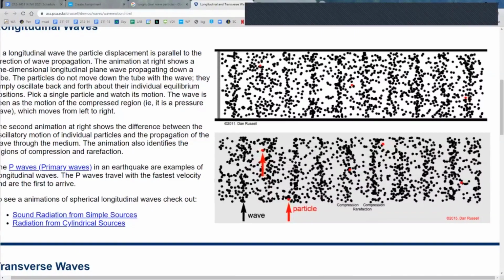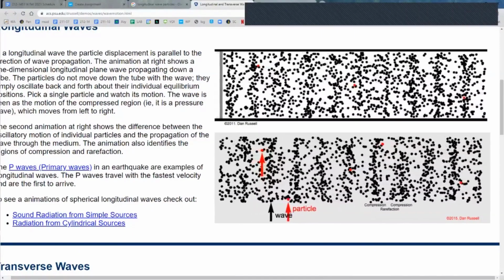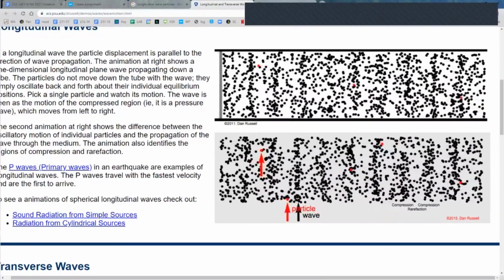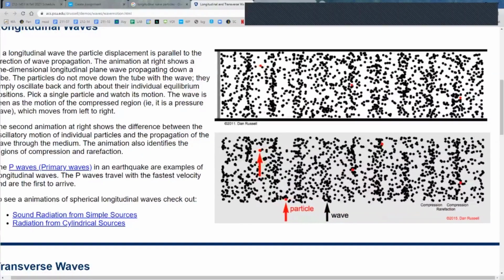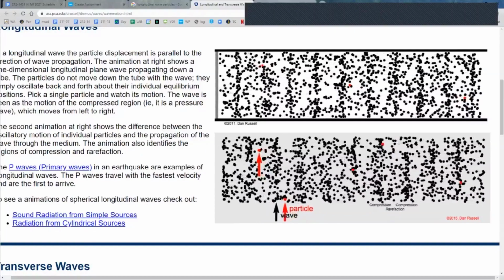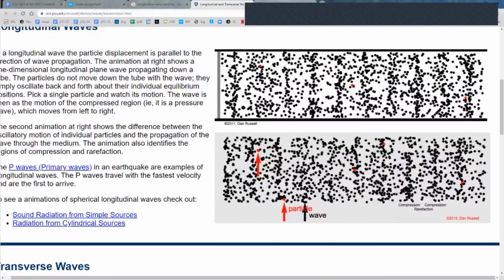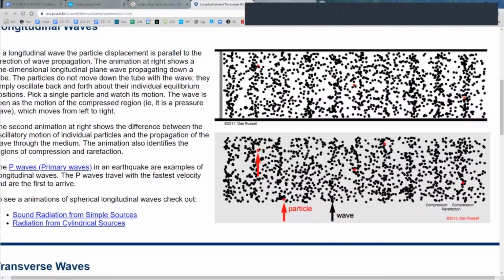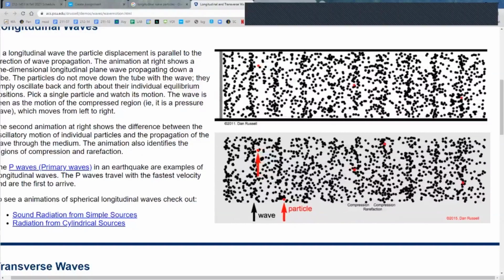So let's examine what happens to the air molecule as the wave propagates from left to right. Again, I'm going to follow the wave along with my cursor. So ready, set, go. My cursor is just showing the wave velocity. It's going from left to right.